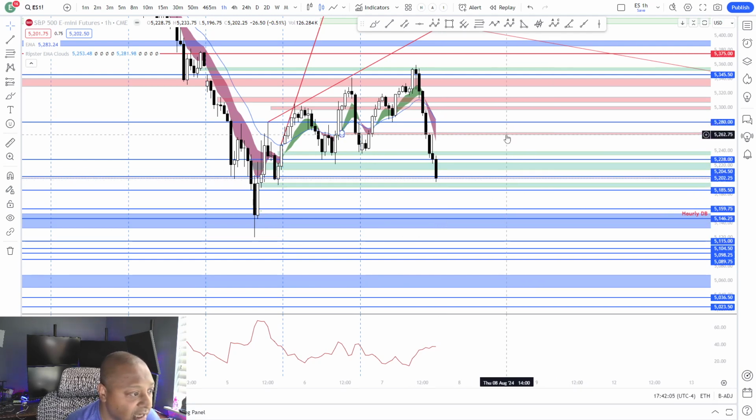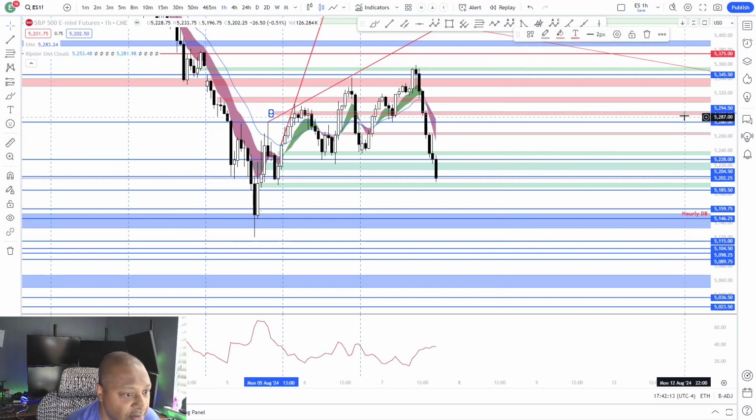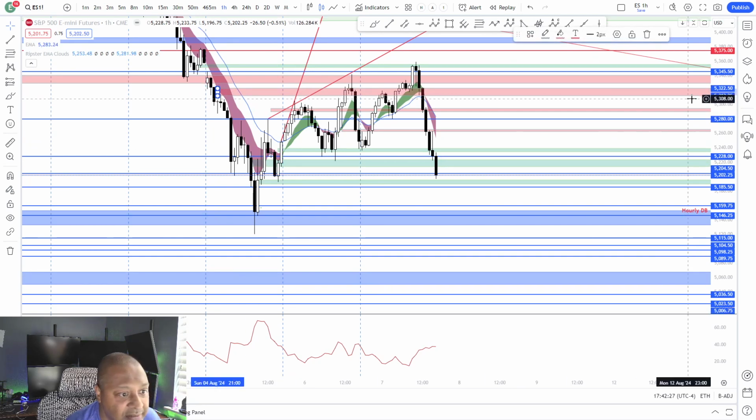On the upside again, this area has to be taken out. If this area is taken out, we can get to this 5280 level, and after we are done with the 5280 level, we can come again to the 90 to the 94 area. And then the next level of resistance will be the 5312. If we can get over that 5304 line, we will get to this 5312 to the 5322 area, and subsequently to these levels up higher.